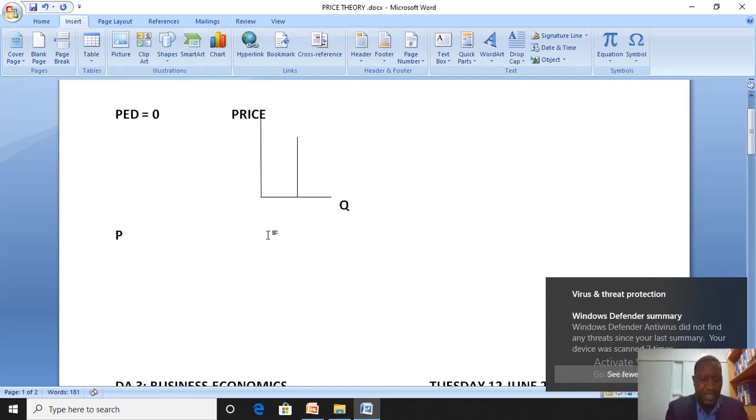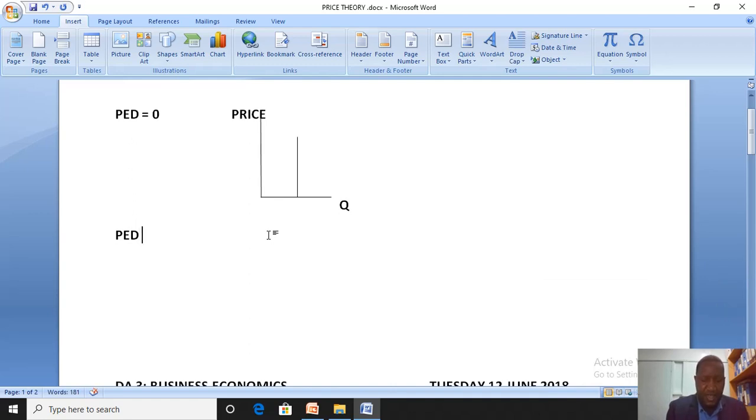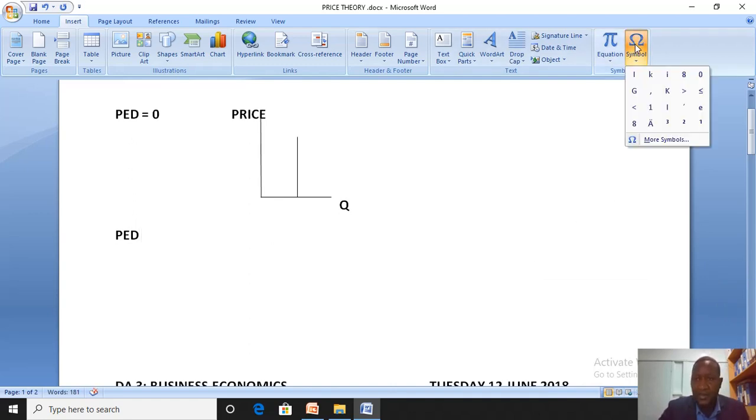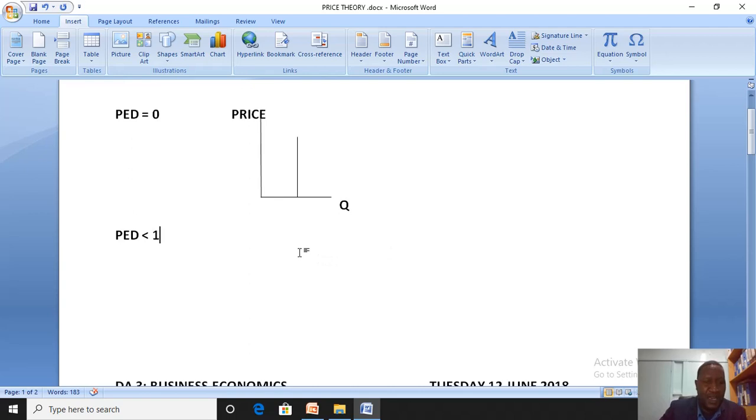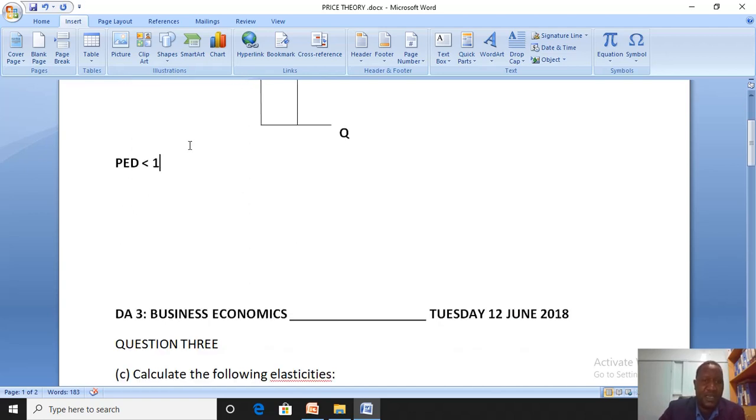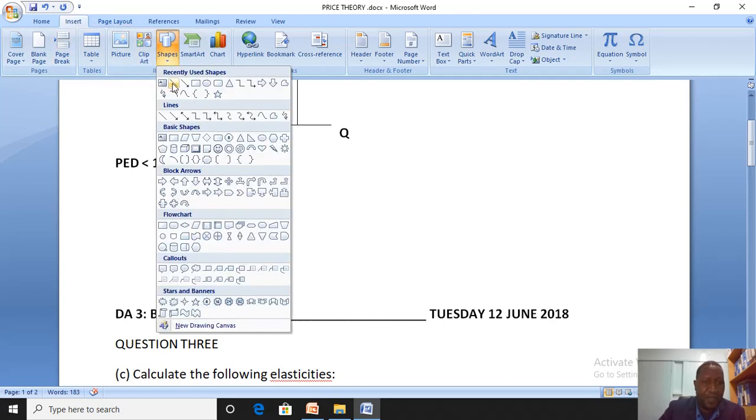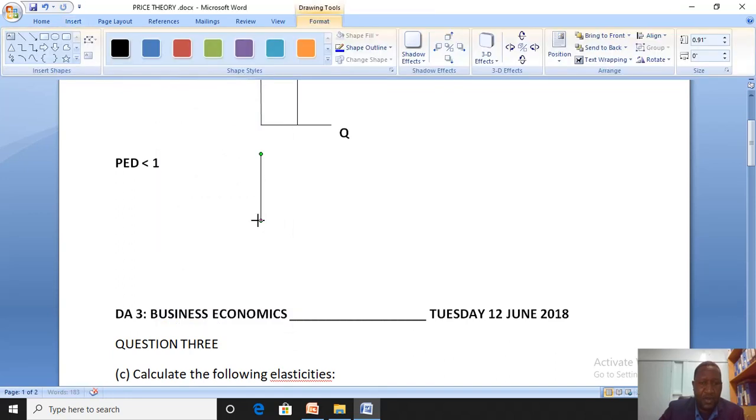When you have your PED that is less than 1, you have relatively inelastic demand, meaning that the percentage change in price causes a smaller percentage change in quantity demanded. The graphical presentation of that will be something like this. You have your price, you have your quantity, and your graph will be something like that, a bit slanty.